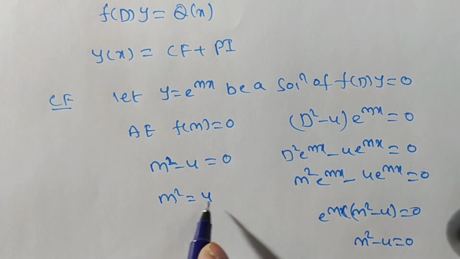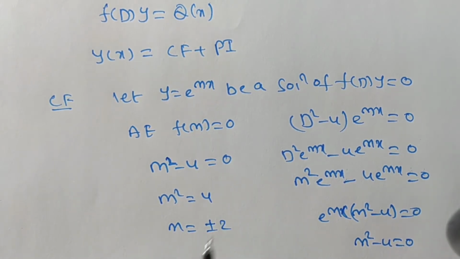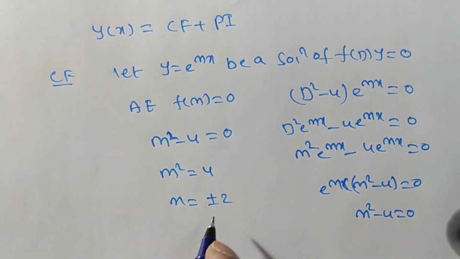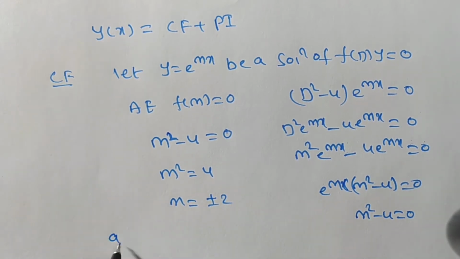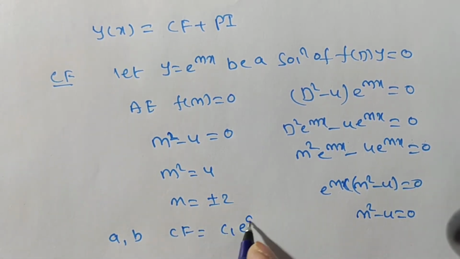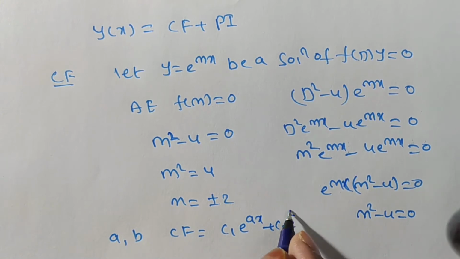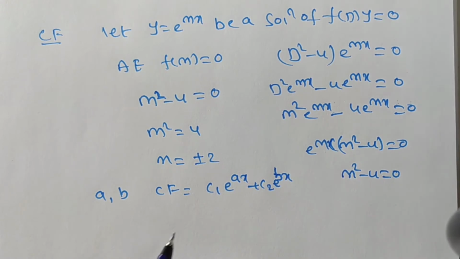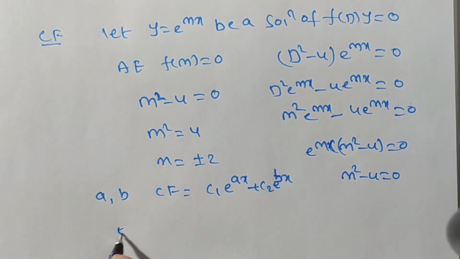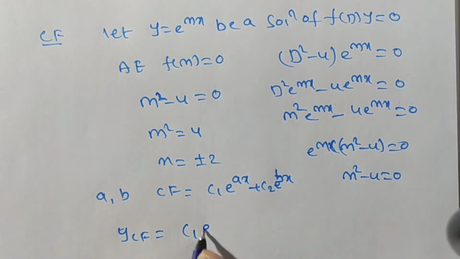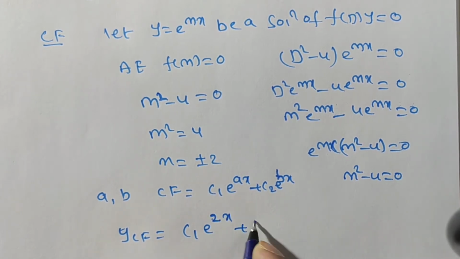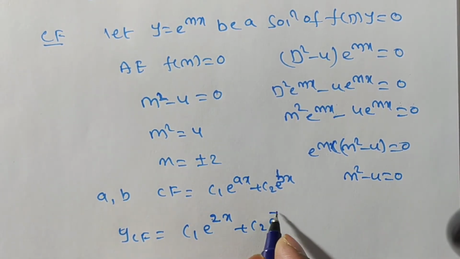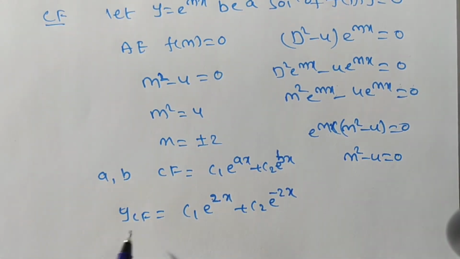Then m² = 4, m = ±2. Here the roots are real and distinct. Whenever you have two roots, a and b, both different, the complementary function is c1 e^(ax) + c2 e^(bx). Now here we have the roots 2 and −2. So the complementary function y_CF = c1 e^(2x) + c2 e^(−2x). That's it. So this is the complementary function.